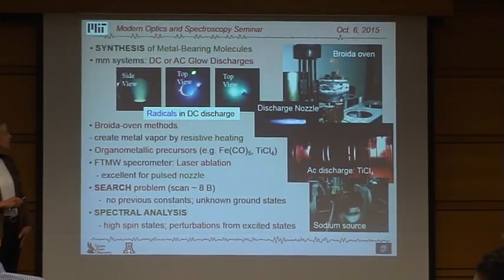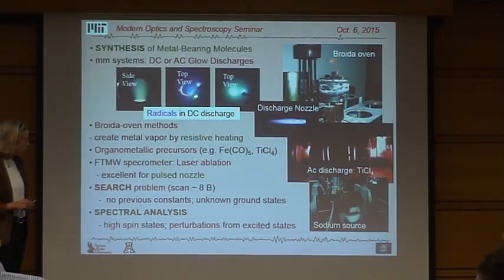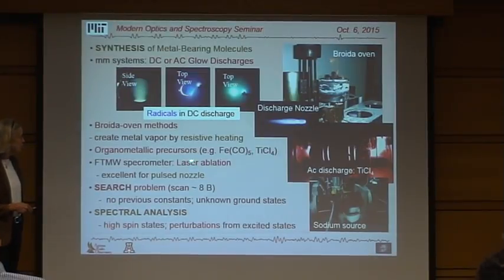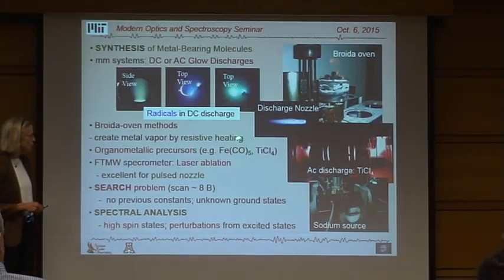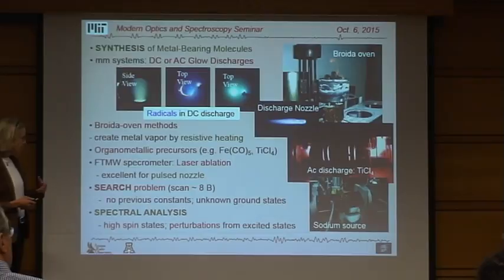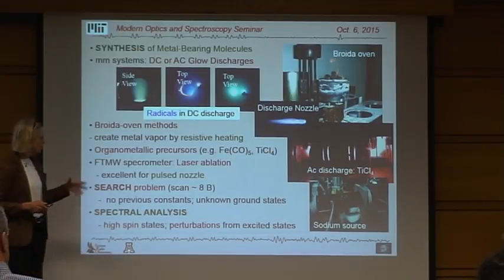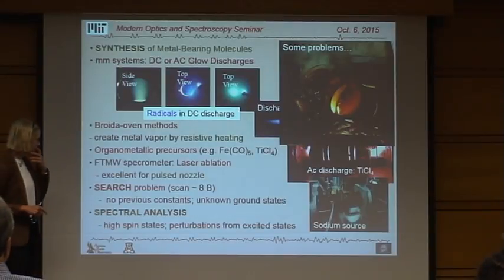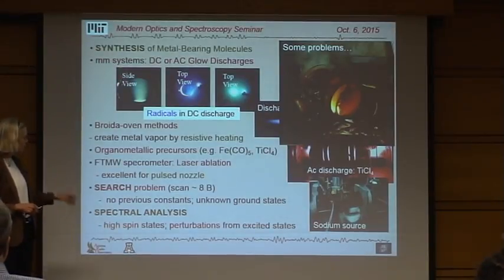In the millimeter wave systems, and also now in our Fourier transform system, we have to employ things like AC and DC flow discharges. We use Broida ovens for metal production, and also we use organometallic precursors, anything we can use to make an interesting radical. And there's a lot of experimentation you have to do to get this to work. Sometimes things don't always work. That was our first phosphorus source.